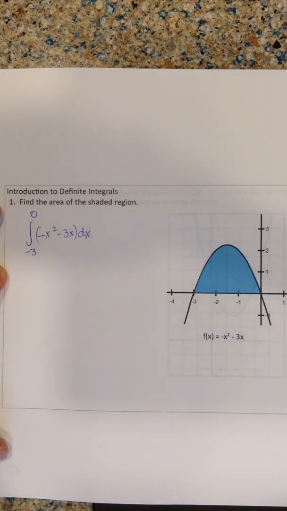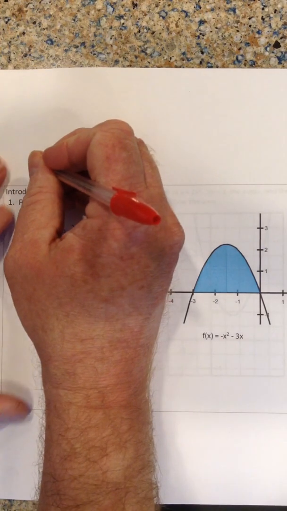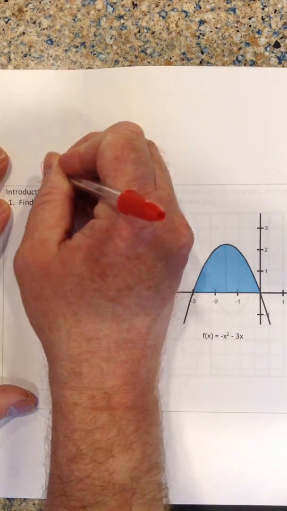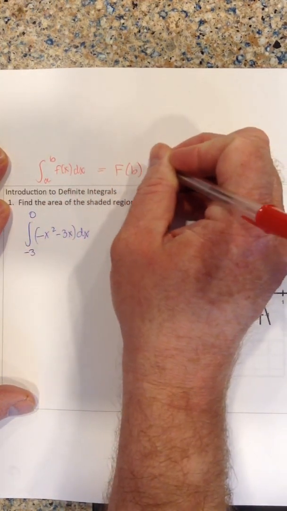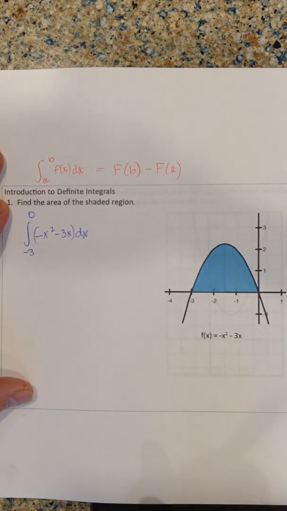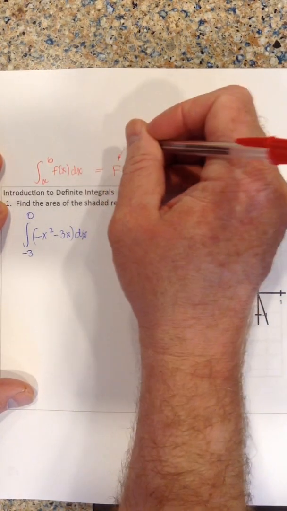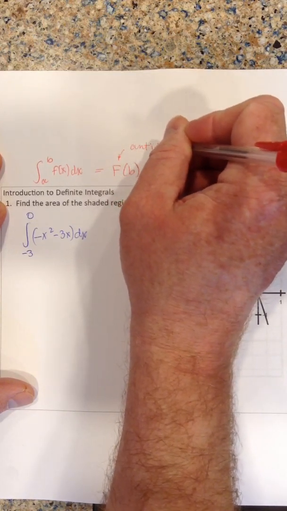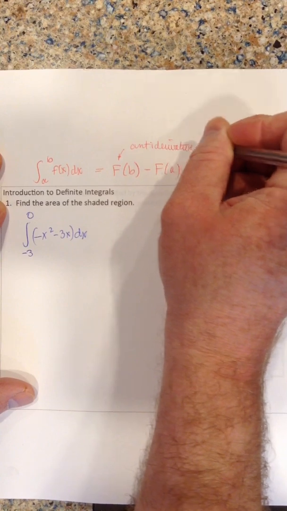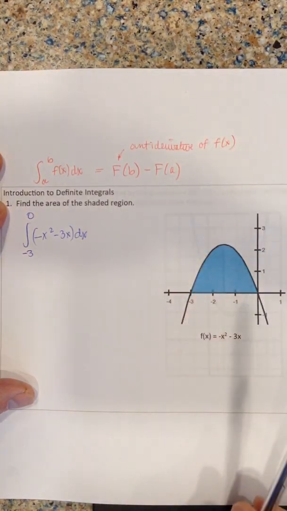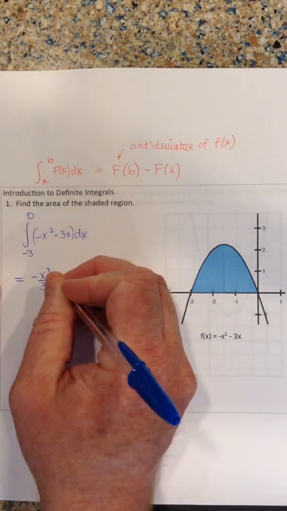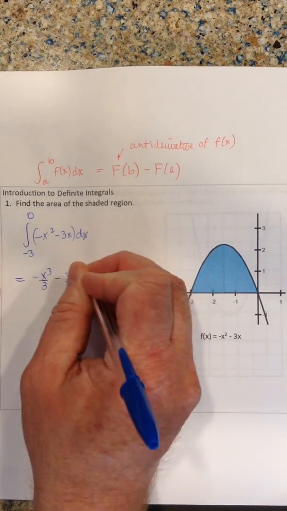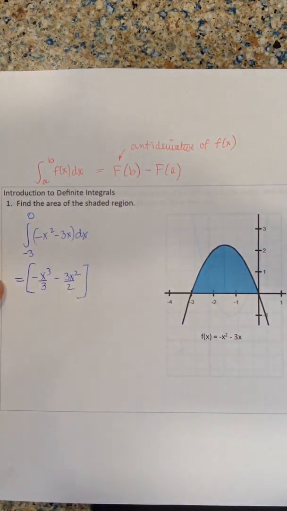Now, the Fundamental Theorem of Calculus says the integral from a to b of f of x dx is the antiderivative evaluated at b minus the antiderivative evaluated at a. So this capital F means antiderivative of function f. I'm going to take the antiderivative and get negative x cubed over 3 minus 3x squared over 2. Put that in brackets.